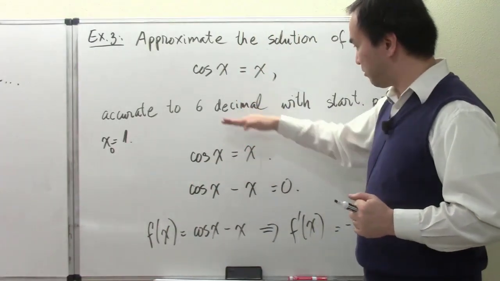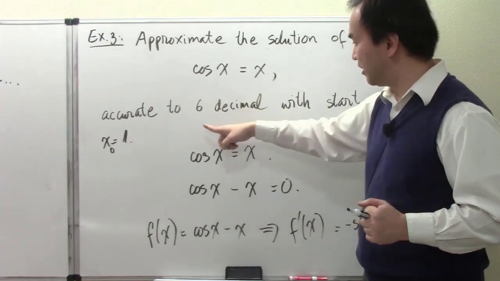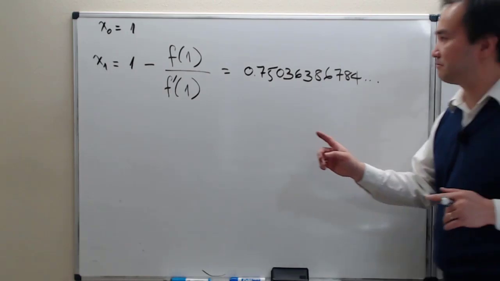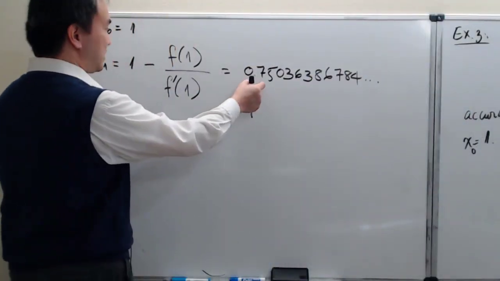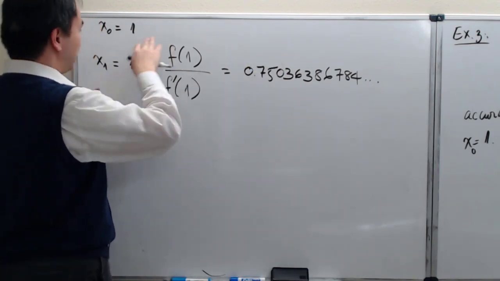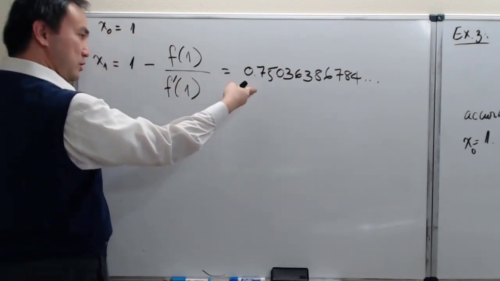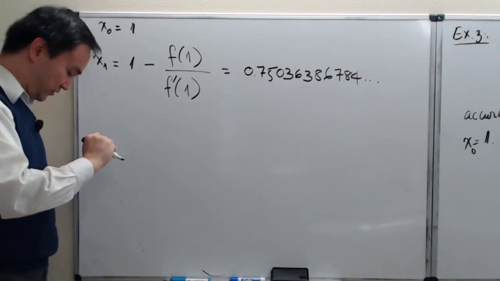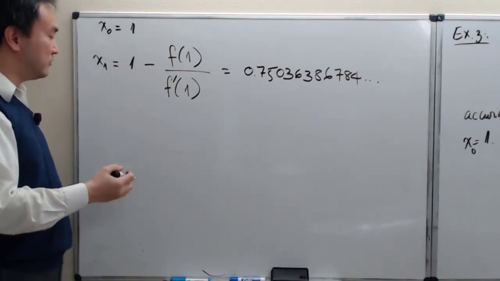Okay, 6 decimal places, but so far we're still quite off, because with our answer being 0.75 for x1, and x0 is just 1. So we're still having some disagreements between x1 and x0. So that means let's move on.